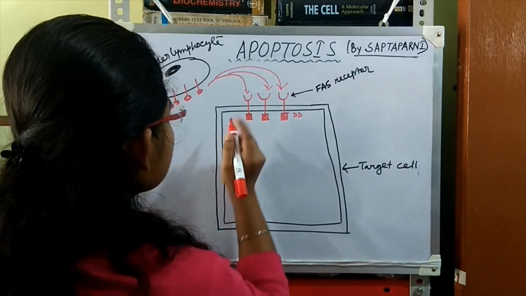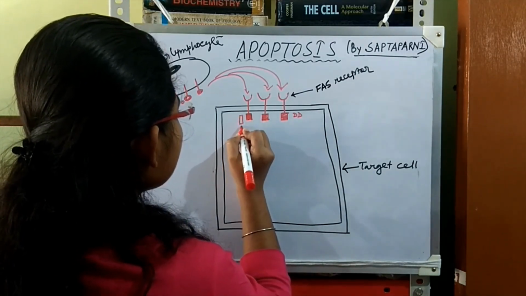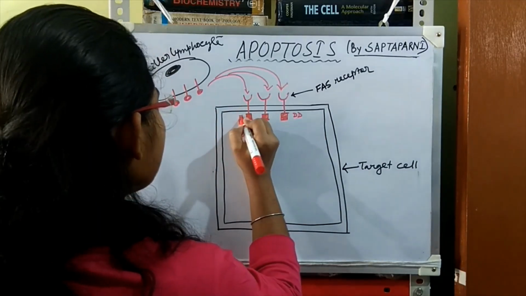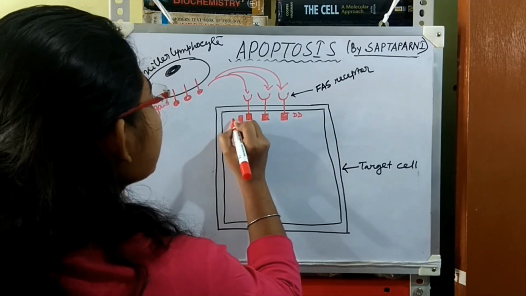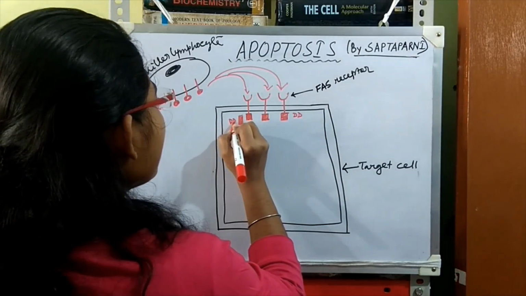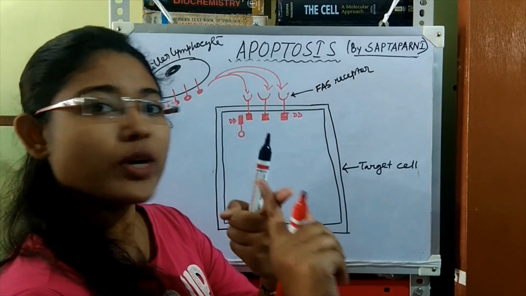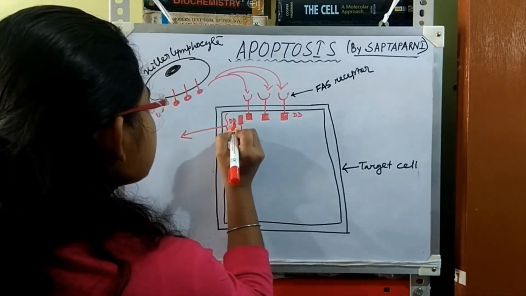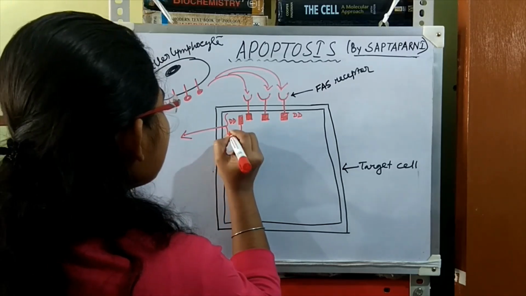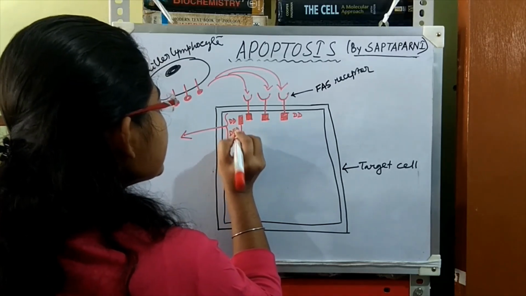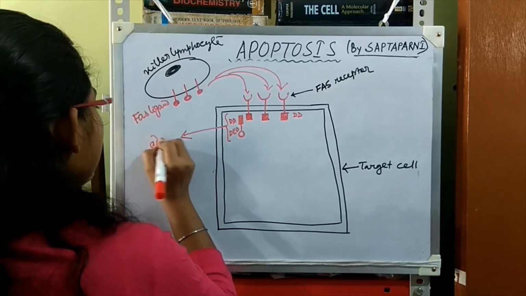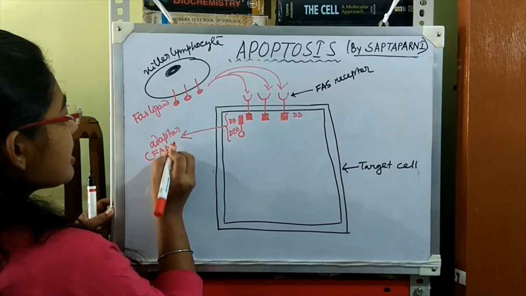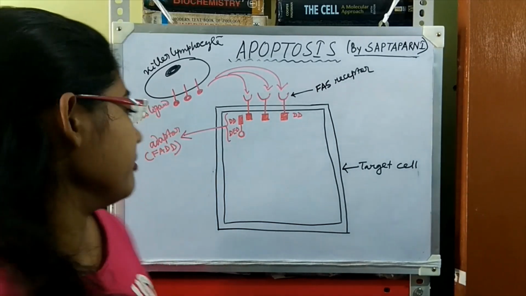Okay, adapter proteins look like this. Think this is an adapter protein. The adapter protein also has a death domain. This is the death domain. So two death domains bind with each other, and this is the death effector domain or DED. And this adapter protein is known as FADD, that means Fas associated death domain.